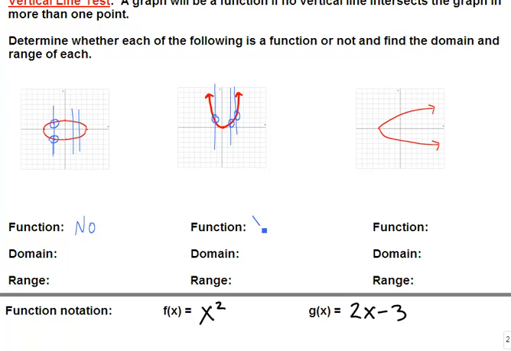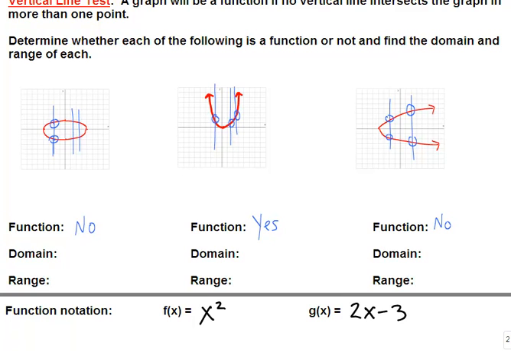That means we do have a function. On the last example, if I draw my vertical lines again, they are intersecting twice, so I have vertical points, x's, are getting used twice, so this would not be a function.